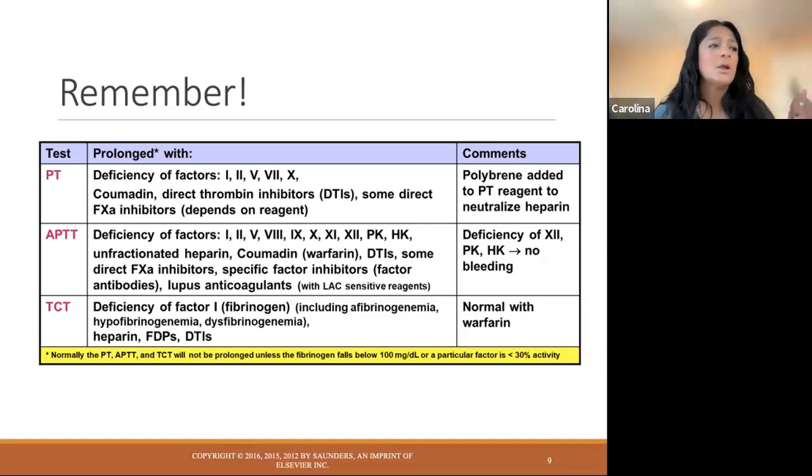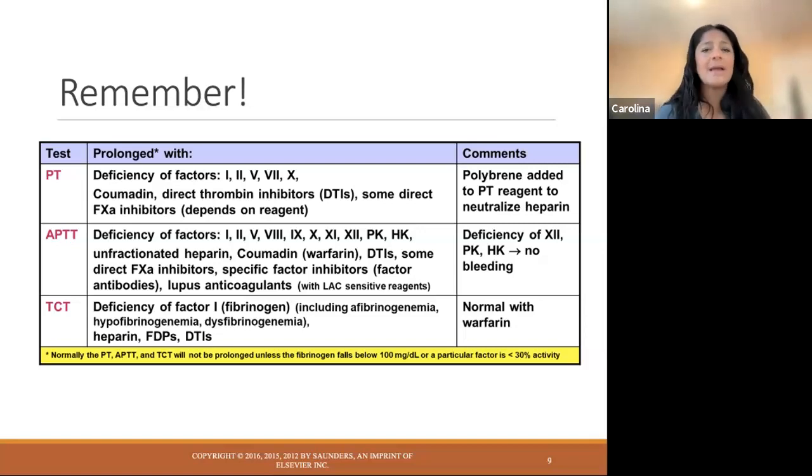With the APTT, you're testing for deficiencies in the common pathway and also in the intrinsic pathway, okay? And we use that to monitor perhaps unfractionated heparin. You can monitor Coumadin and warfarin in some instances, direct thrombin inhibitors, and some direct factor 10A inhibitors. Okay, it's important to keep in mind that if there is a deficiency in factor 12, PK (prekallikrein), and high molecular weight kininogen, there is no significant bleeding happening with the patient, but it will prolong the APTT.